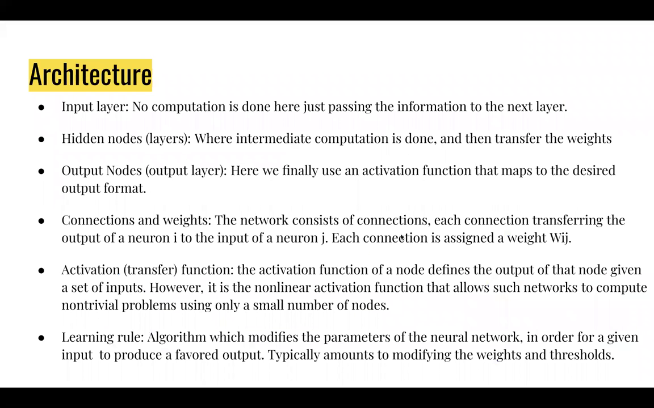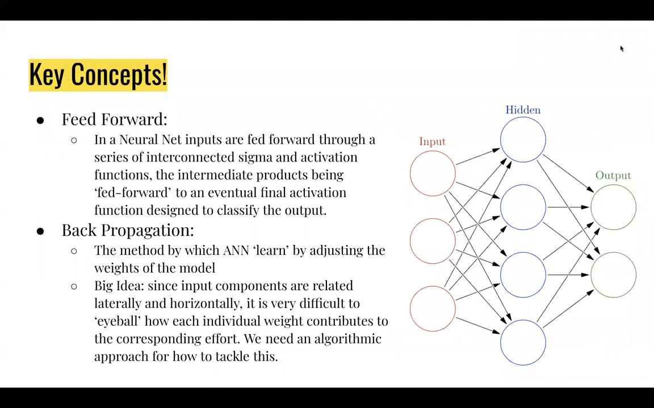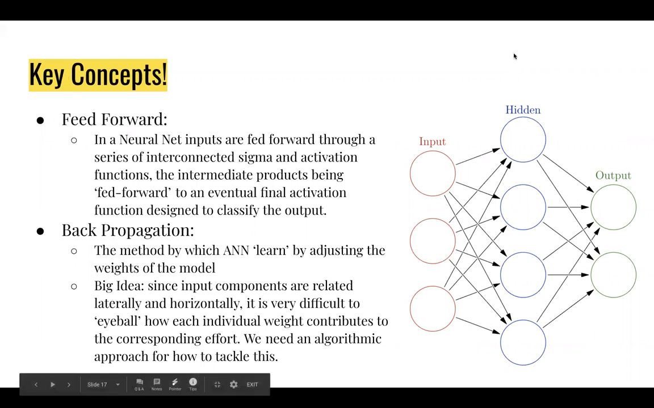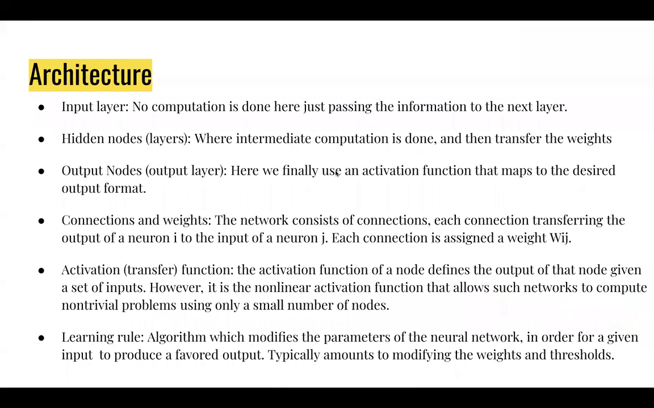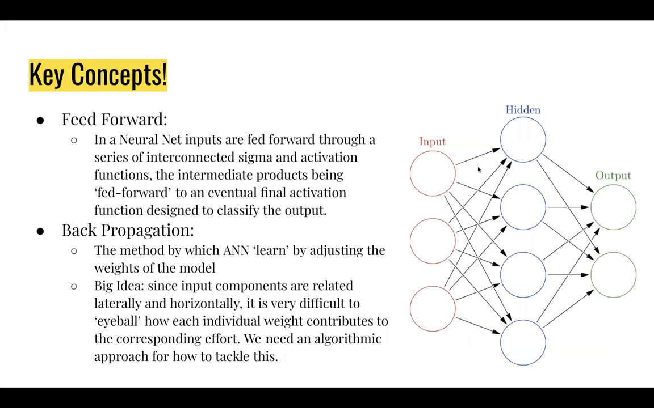Generally, with the architecture of a neural net, keep this in mind as we walk through all of these: you'll have your set of input layers, a bunch of hidden layers, and then ultimately your outputs. Your input layer is just your basic thing. There's no computation done here; you're just passing information on. Your hidden layers are where the intermediate computation is done. That's where all your activation thresholds are, multiple different thresholds.